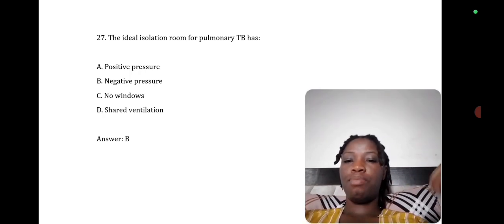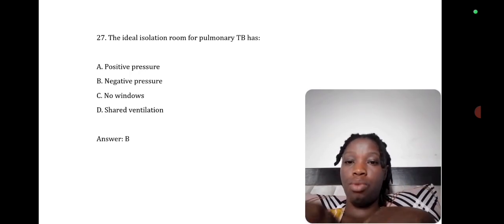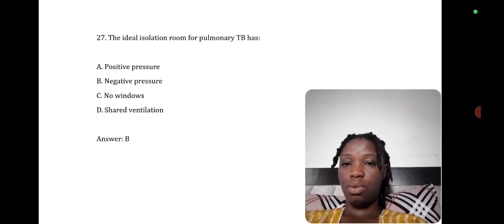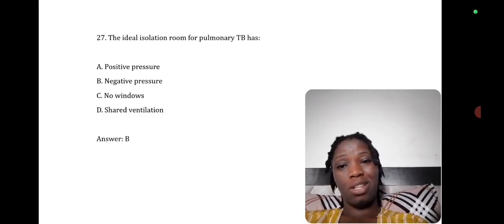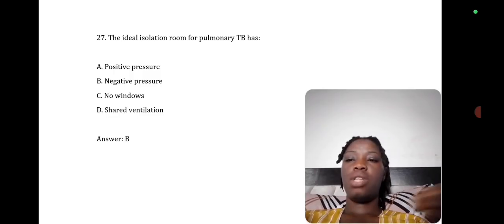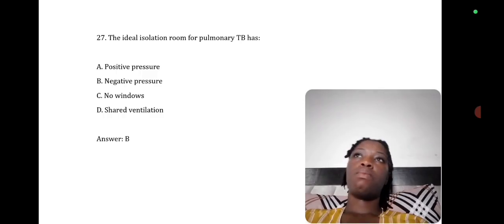Positive pressure and negative pressure is the same thing as when you breathe. This is our normal breathing; we are using negative pressure. But those they put on a ventilator are using positive pressure. So what's the difference between negative pressure and positive pressure rooms?